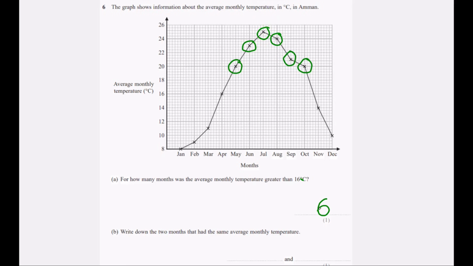Which 2 months had the same average monthly temperature? So which 2 are the same? We've got 20 degrees here and here. So what months? That's May and October.